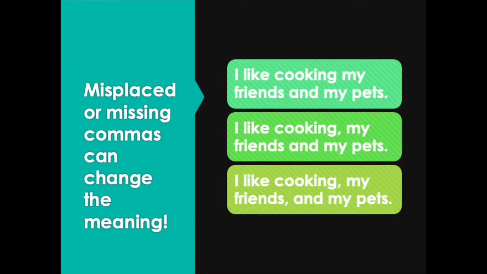Now, if you have 1 comma, it says, I like cooking, my friends and my pets. That means that the speaker is addressing their friends and their pets. Now, if you have the second comma, I like cooking, my friends, and my pets. Now it means it's a list. The person likes to cook, the person likes their friends, and the person likes their pets. So the third version is the correct version of the sentence, and you can see how missing 1 or 2 of the commas completely changes the meaning of the sentence.